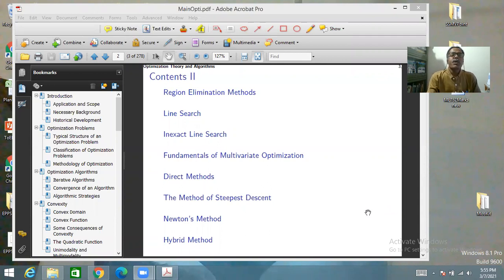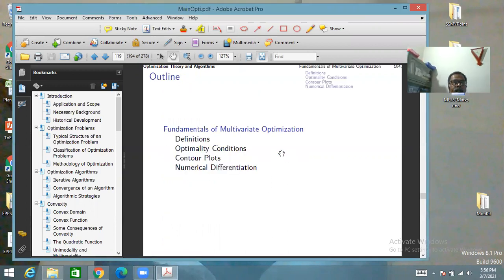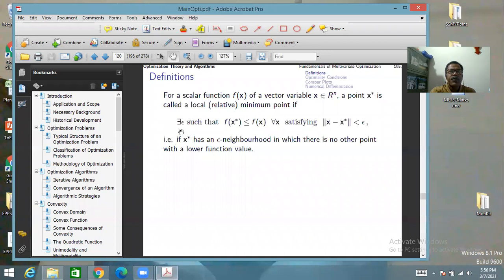In this lecture, we are going to start the main subject matter, multivariate optimization. Okay, so first consider the fundamental ideas. The definitions and optimality conditions go very much in line with what we did in single variable optimization, except that the definitions and everything is in multivariate space.